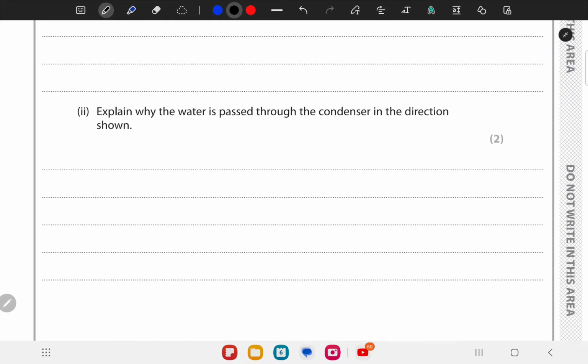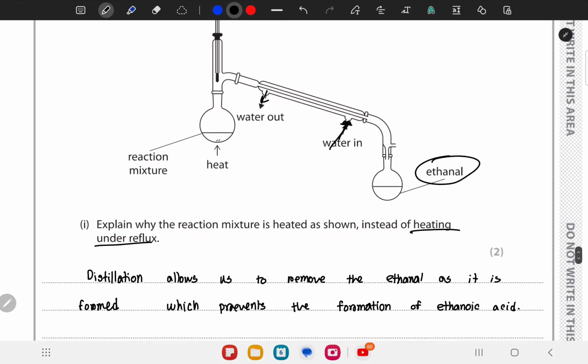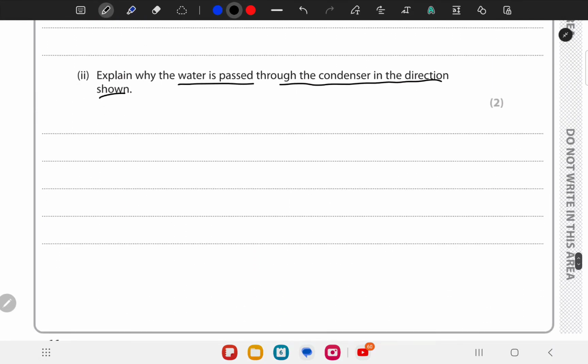Now to the next question, we have to explain why the water is passed through the condenser in the direction shown. So we have to explain why the water is going into the condenser from down here, then moving up and out through the top. If the water is moving in from the bottom, it fills the whole condenser. If the water was just going in from the top, it would directly go out. If the water is going up, it will fill everything up and then go out of the condenser.